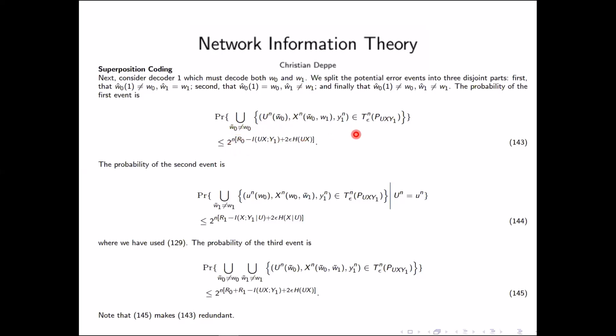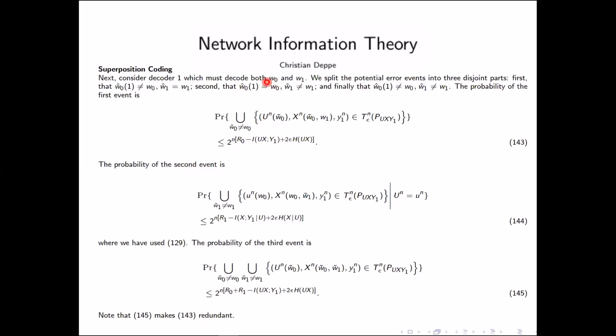So in putting this together, we get here that this is less than or equal to 2 to the n times (R0 minus the mutual information of U(x) and Y1 plus 2 epsilon times the entropy of U(x)), where this goes, of course, to 0. Now let's look at the second event. You should be used to how we prove this by now. So again, we look at the second event.